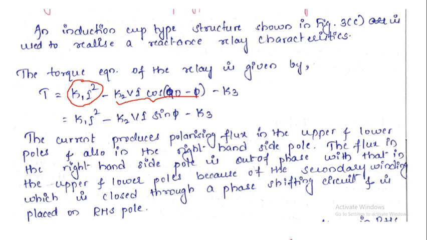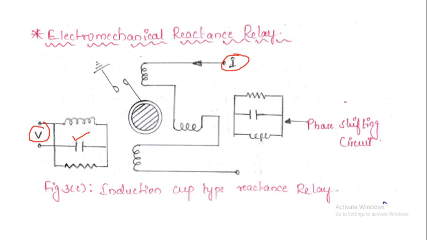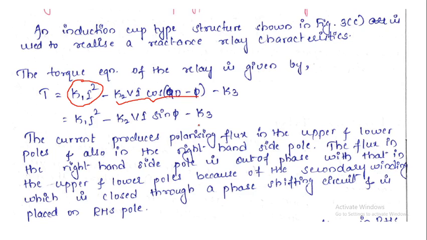The current produces a polarizing flux in the upper and lower poles and also in the right hand side pole. Okay, so whatever the actuating quantity current is flowing through this, it is going to produce the polarizing torque, that is the operating torque, in the upper as well as in the lower poles. At the same time it is also going to produce the polarizing torque in the right hand side pole.